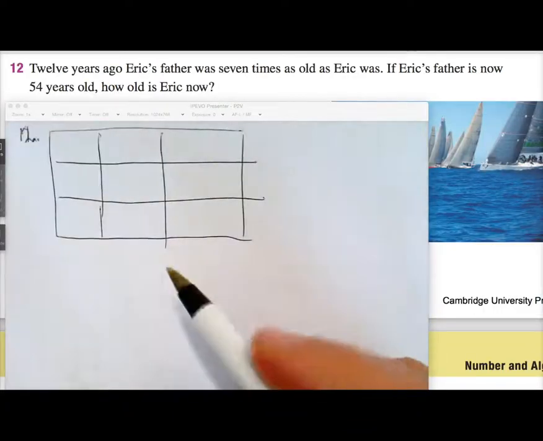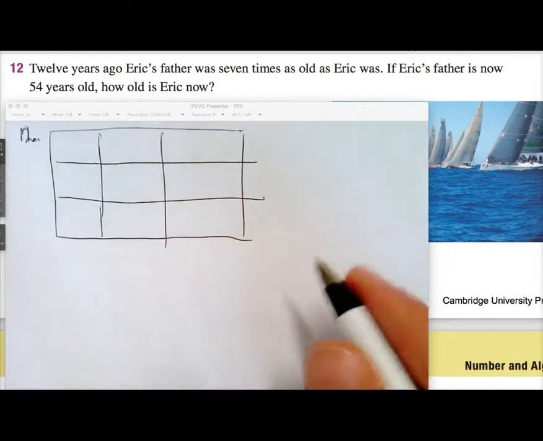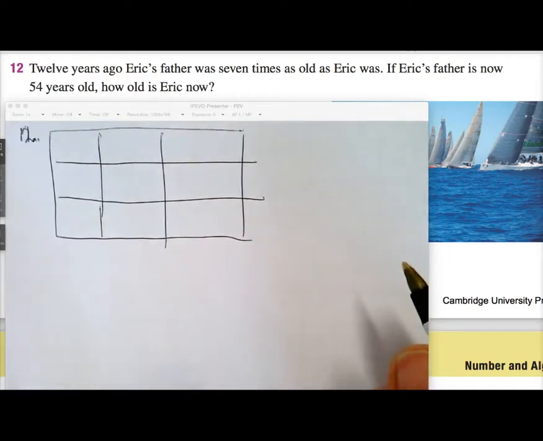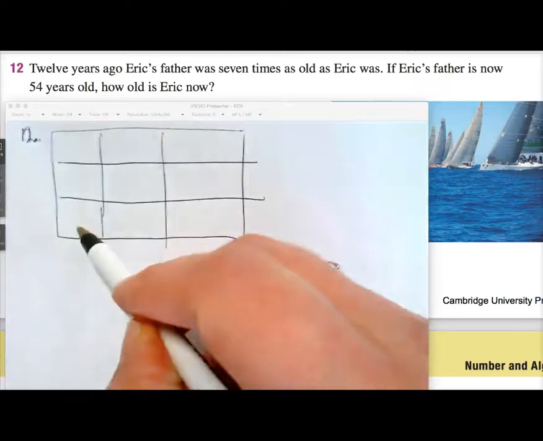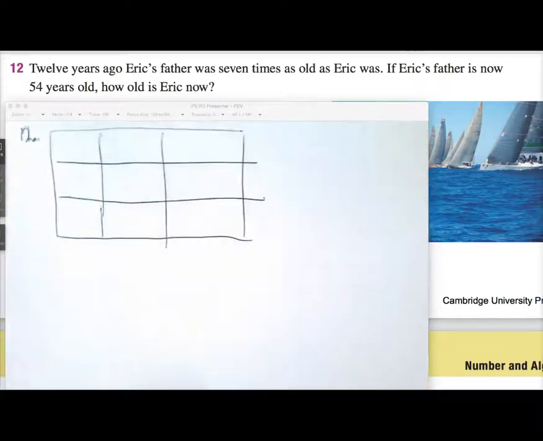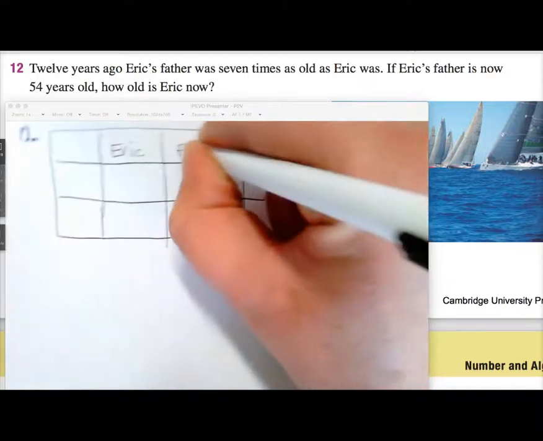12 years ago, Eric's father was 7 times as old as Eric. And if Eric's father is now 54 years old, how old is Eric? We're not guessing, we're not checking. We're going to put 2 times in this table, and we're going to put Eric and his father. So let's put Eric here. Let's put the father there.